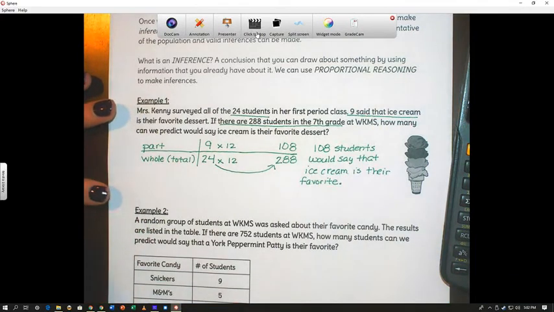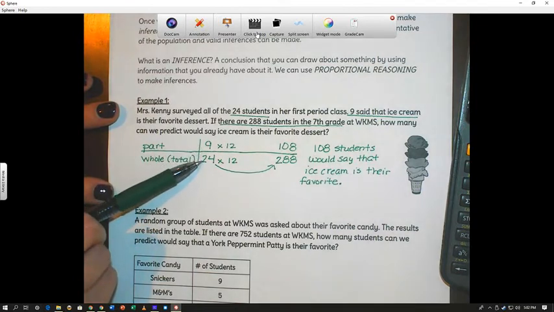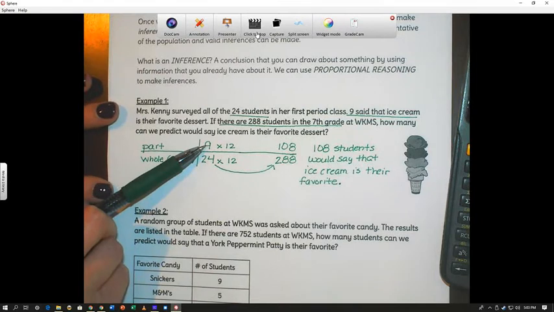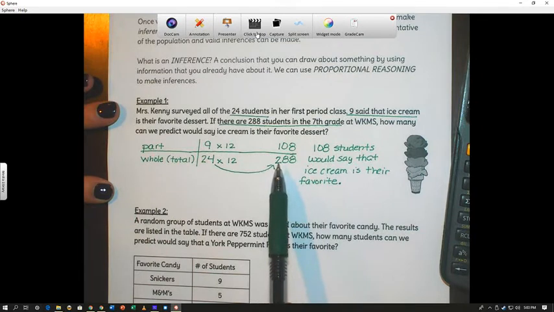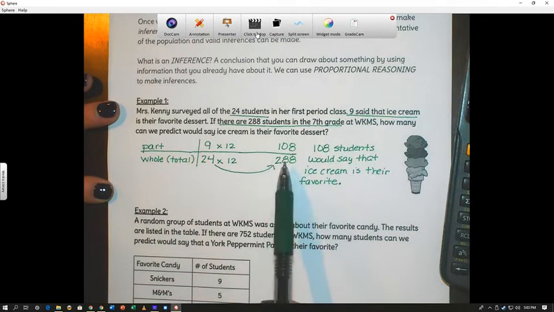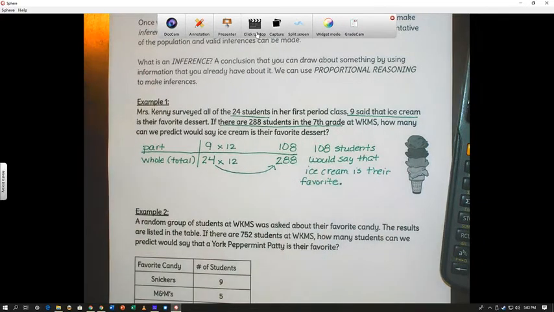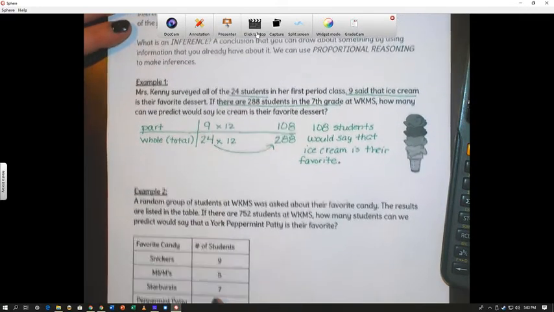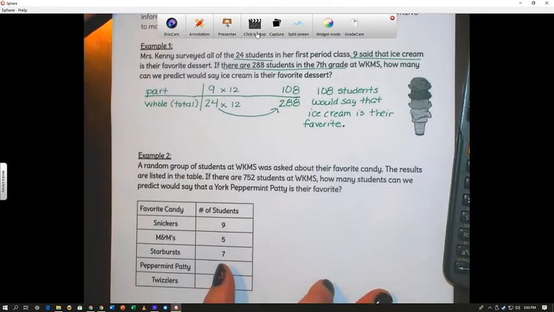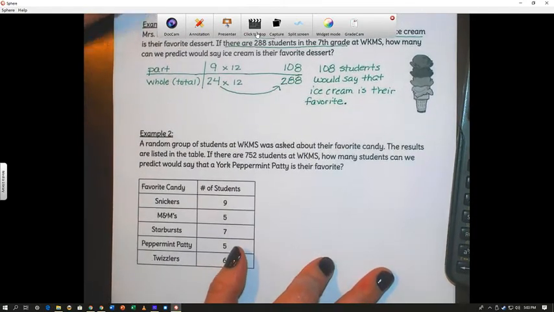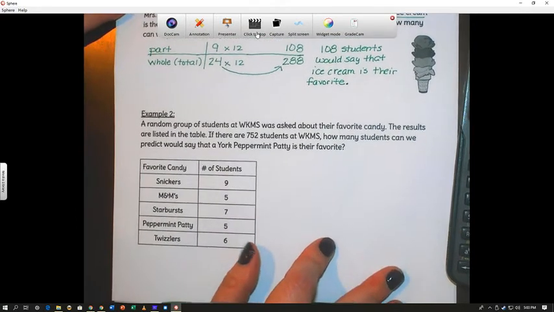So I used this sample of 24 students and knew that 9 out of them prefer ice cream to make an inference about the larger population. There are 288 students in my larger population, and using that ratio table, we determined that 108 of these students would say that ice cream is their favorite. Okay. So let's move on. I'm going to scoot it up a little, and we're going to move on to example 2.